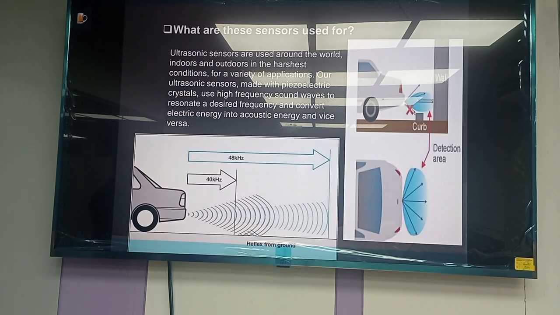Now, what are these sensors used for? Ultrasonic sensors are used around the world, indoors and outdoors, in harsh conditions, for a variety of applications. Our ultrasonic sensor is made with a piezoelectric crystal that uses high frequency sound waves to resonate at a desired frequency and converts electric energy into acoustic energy and vice versa.